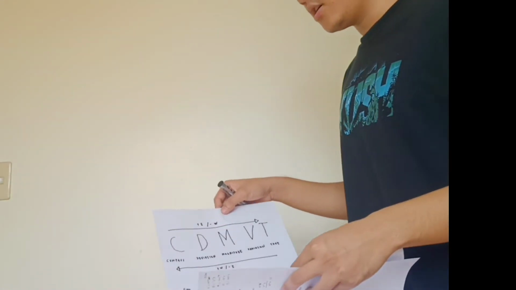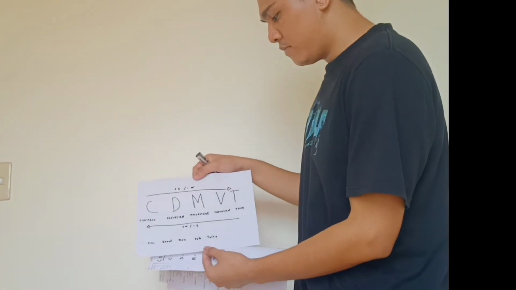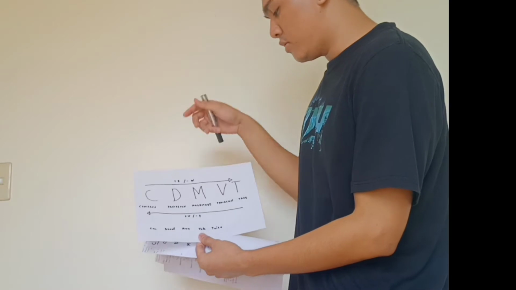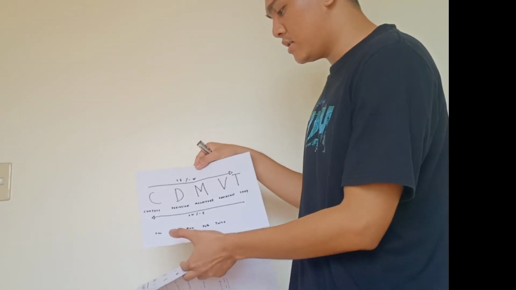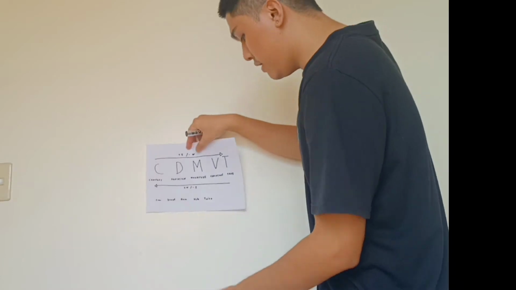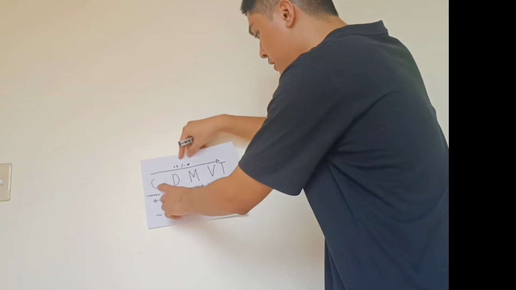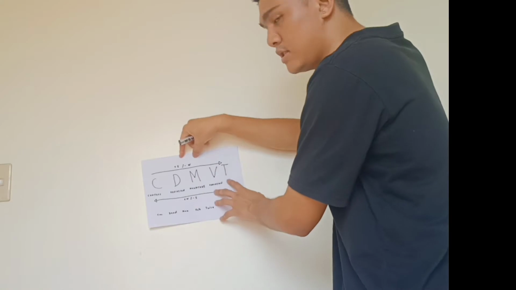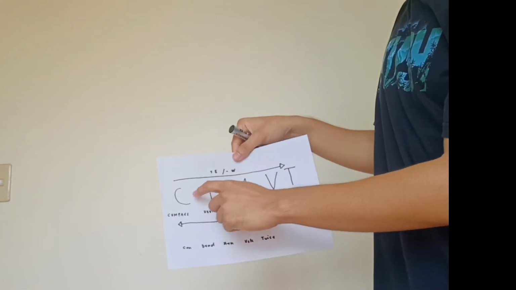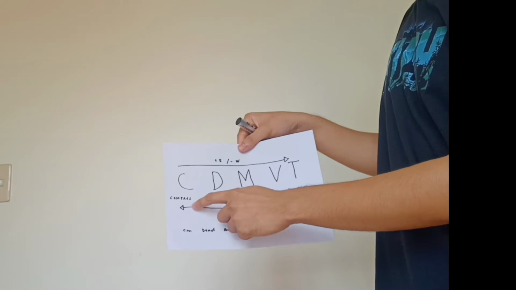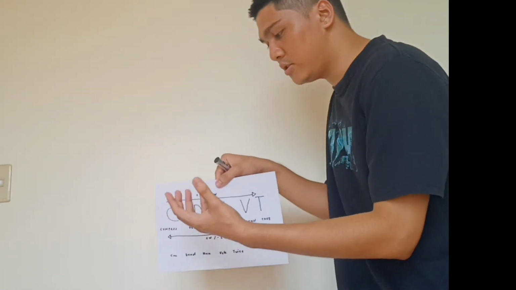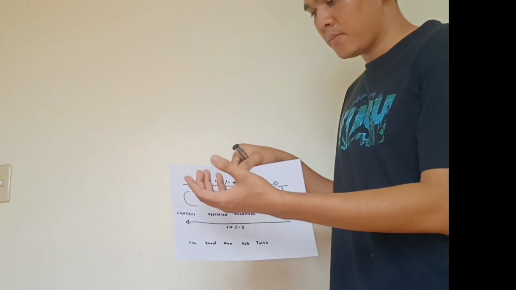Today I will discuss correcting and uncorrecting of compass. In correcting or uncorrecting of compass, first we must remember these five letters: C, D, M, V, T. So you can see C, D, M, V, T. C stands for the compass, the device that is used for direction of the ship.